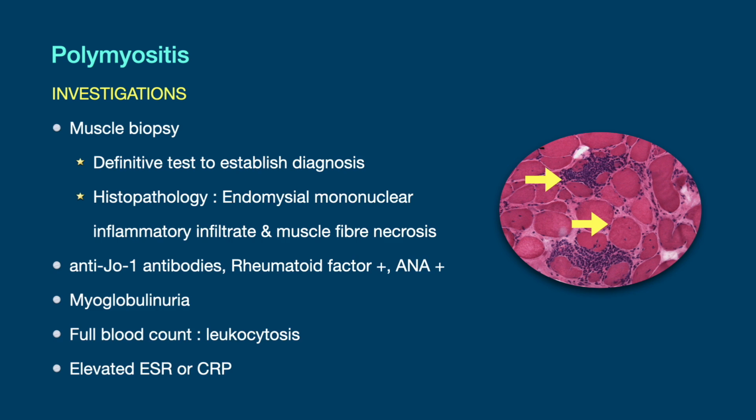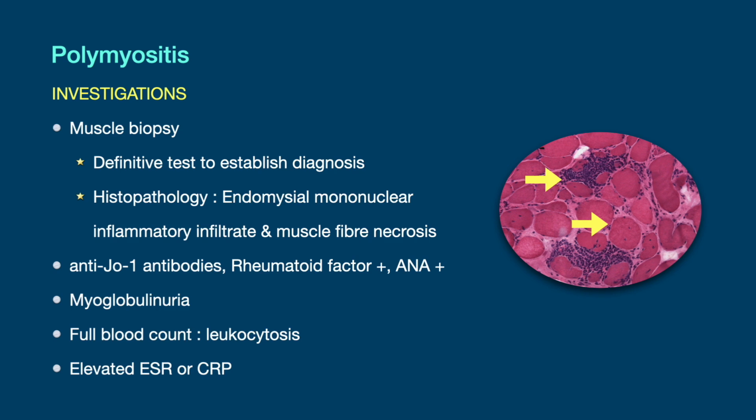Muscle biopsy is the definitive investigation to establish the diagnosis of polymyositis. Histopathologically, you'd expect to see endomysial mononuclear inflammatory infiltrates and muscle fiber necrosis. Endomysial inflammation with CD8 T cells is seen. Anti-Jo1 antibodies are seen in patterns of disease associated with lung involvement, Raynaud's, and fever. Positive rheumatoid factors are found in more than 50% of them. There would be positive myoglobinuria.